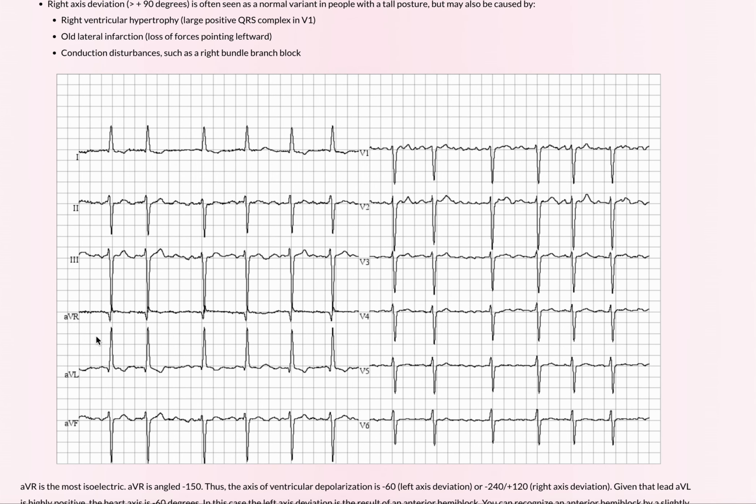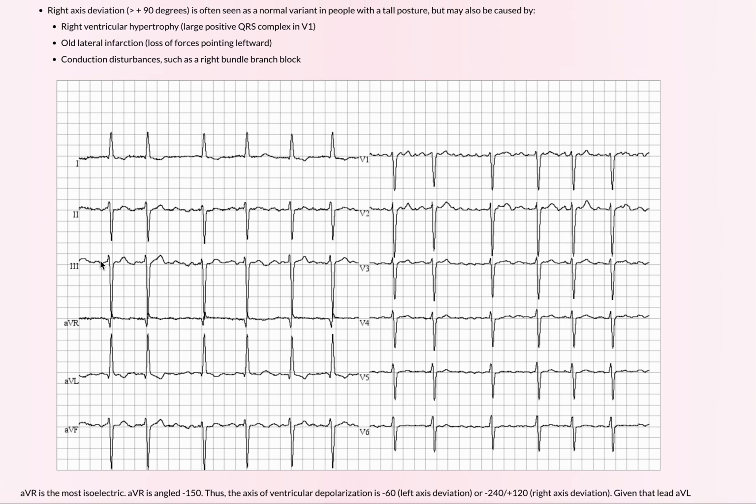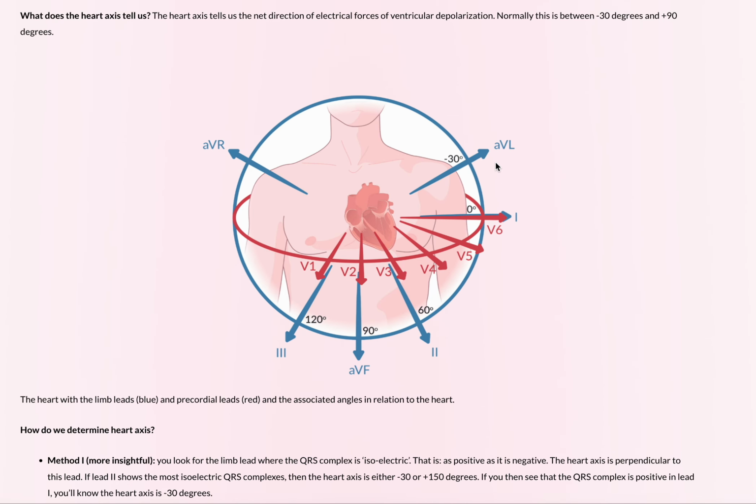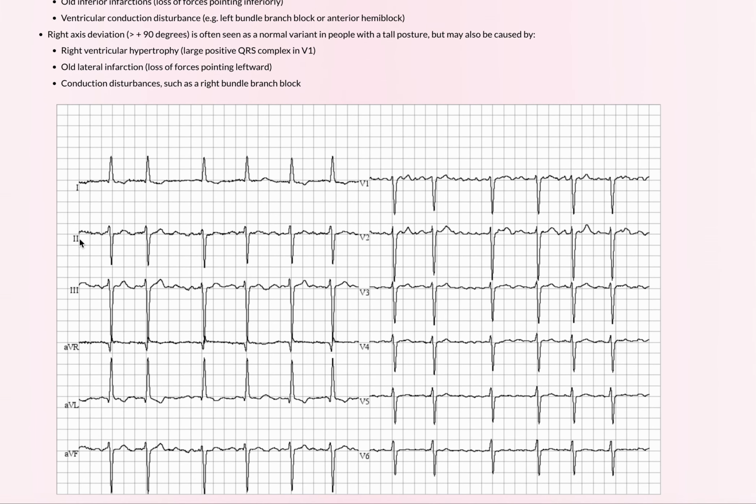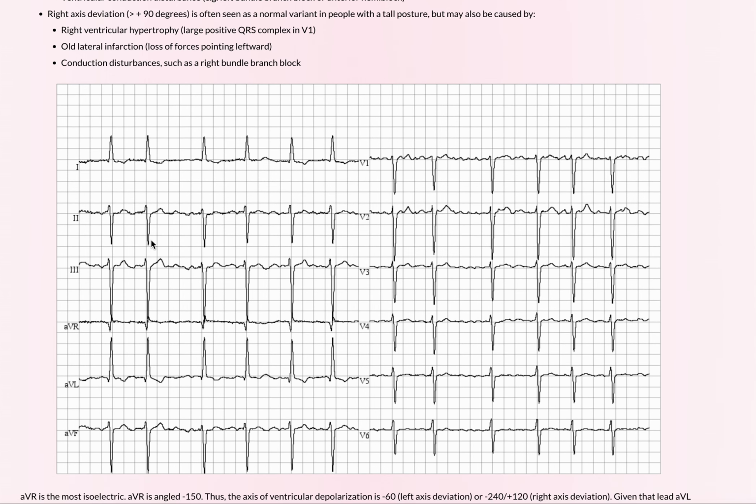Looking at a more left-sided axis like AVL, we see that it's positive. Looking at a more right-sided axis, such as lead 2, we see that it's more negative. So we know that the heart axis is left deviated. It's less than minus 30. It's somewhere here. So this is method 1, which is a quick method. Take a look at leads 1 and 2. If the QRS complexes are net positive in both these leads, then there is an intermediate axis of ventricular depolarization.